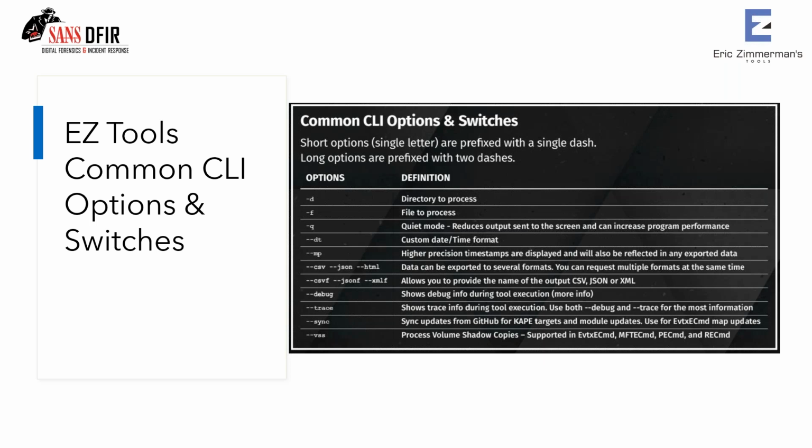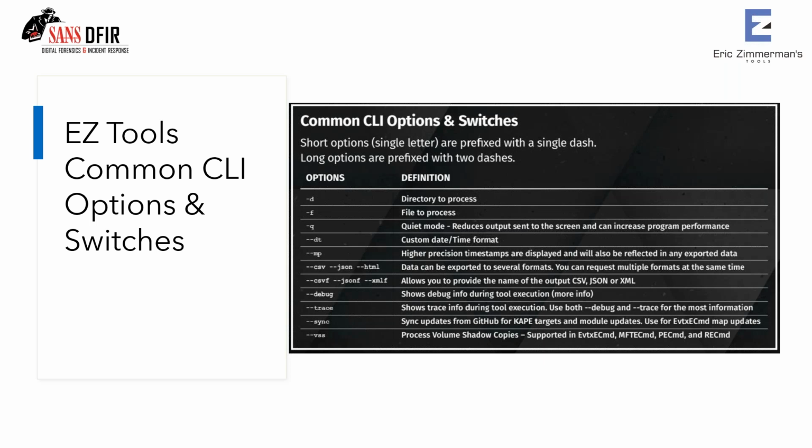The -q means quiet mode. I'll show you as we get into running the commands how big a difference that can make. The overhead in writing to the screen when we run command line programs is pretty significant, so we have the ability to turn that off if we wish, and that will directly translate into that command running faster. We can change the date format that we get when we output to CSVs with --dt. --mp just gives us the ability to have higher precision on our timestamps. Output file formats are CSV, JSON, or HTML.